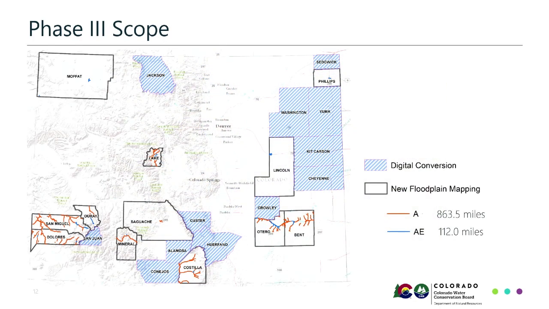Phase 3 of CHAMP focused on counties still utilizing paper maps, as shown here. There were about 24 counties in Colorado still utilizing paper maps. That's about 1/3 of the state.